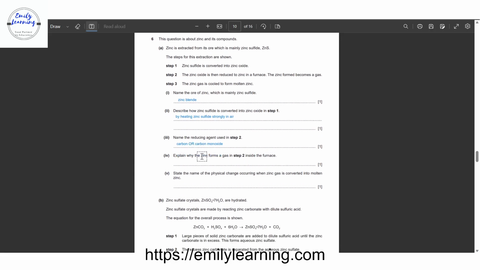Next, explain why the zinc forms a gas in step 2 inside the furnace. So why is something a gas? Well, it is a gas when the temperature inside the furnace is above its boiling point. So the reason why zinc forms a gas in step 2 is because the temperature inside the furnace is above the boiling point of zinc.